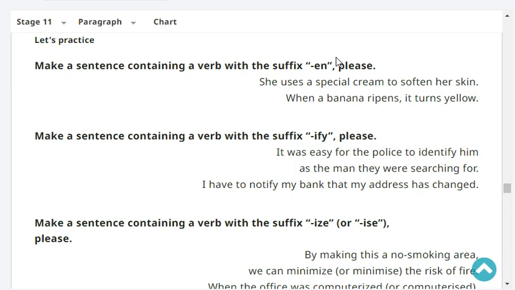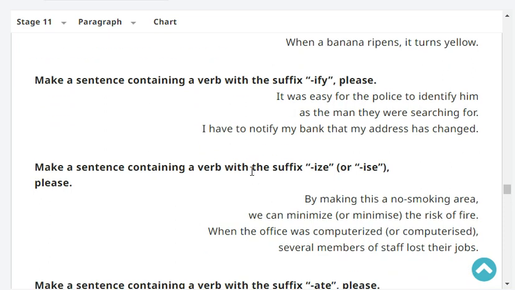Okay. Make a sentence containing a verb with the suffix ify, please. It was easy for the police to identify him as the man they were searching for. I have to notify my bank that my address has changed.